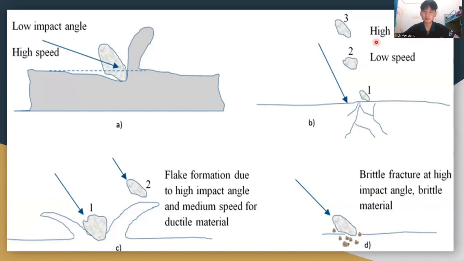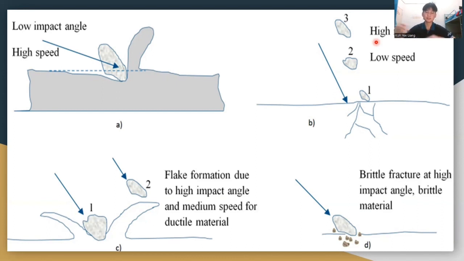Second is low speed, but high angle. When the sediment comes at a high angle, it will crash. When it crashes, it will create a crack because the angle is higher, so the pressure is higher. And the third one is flake formation due to high impact angle and medium speed for ductile material.